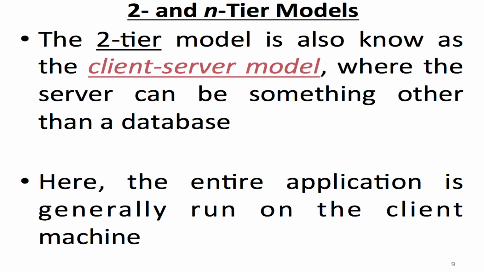So the 2-tier model, also known as the client-server model, where the server can be something other than the database, means a database server is not here. Because it has only a 2-tier model, and suppose we have the database on another server also, then we will call it the 3-tier model. We have to connect the database also, then collectively it will be called the 3-tier model. Here the entire application generally runs on the client machine. So basically when we do any programming or any surfing, the complete process is running on the client machine, and through the client machine we can process on the server also.